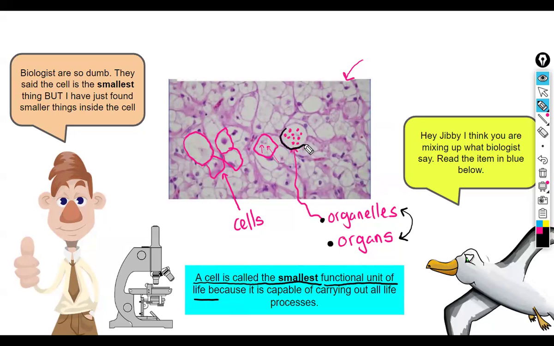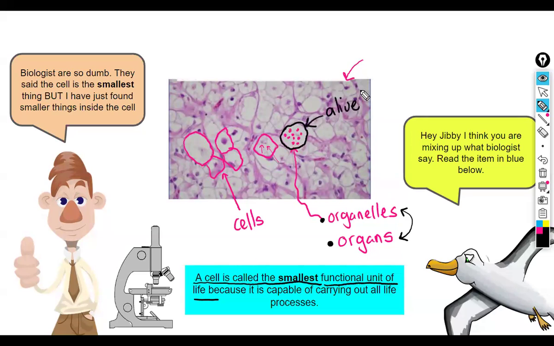Is one cell in your body, by the way, your body is made up of trillions and trillions of cells stuck together, is one cell considered to be alive? Yes or no? And that's a very, very important question. Is one cell considered to be alive? And the answer is yes. One cell is considered to be alive.